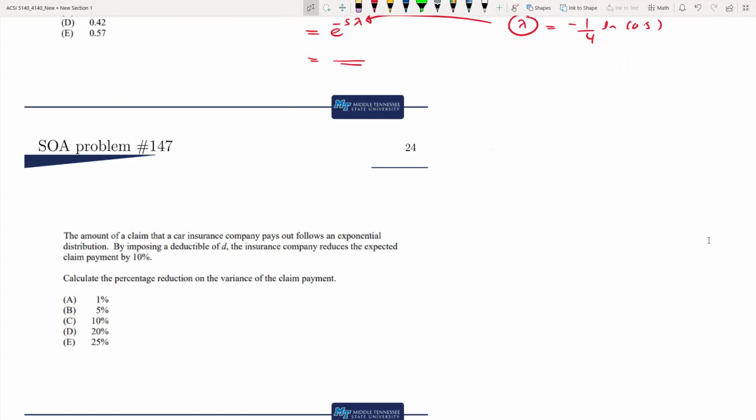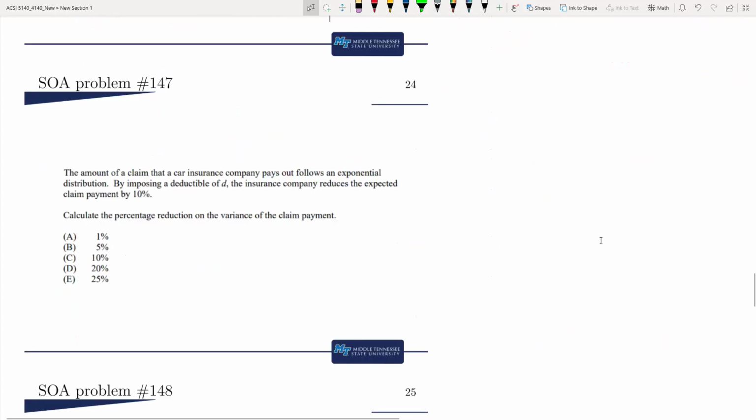In this question, the question says that the amount of claim that a car insurance company pays follows an exponential distribution. There's also a deductible involved. By imposing a deductible, the insurance company reduces the expected claim payment by 10%. Calculate the percentage reduction on the variance of the claim payment. So X is, let's say, the payment amount before the deductible. So basically, that's the loss.